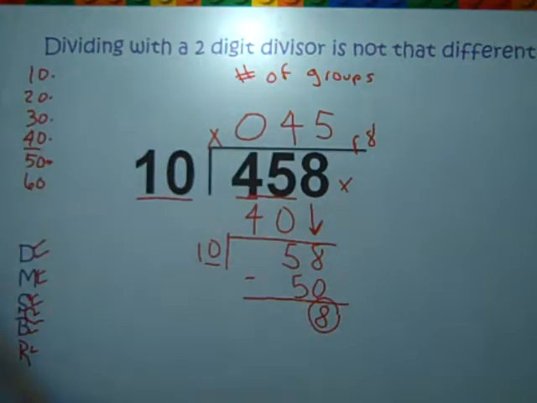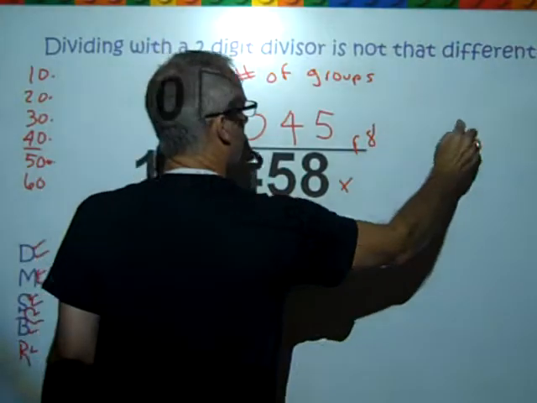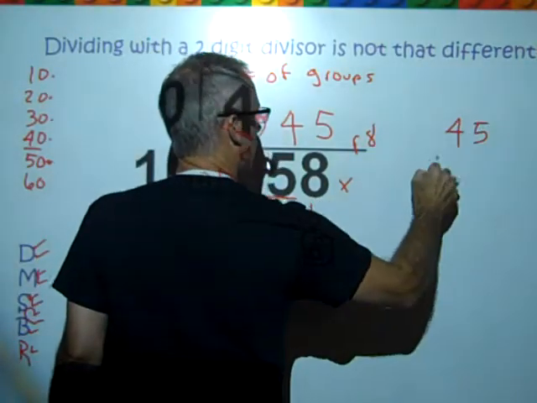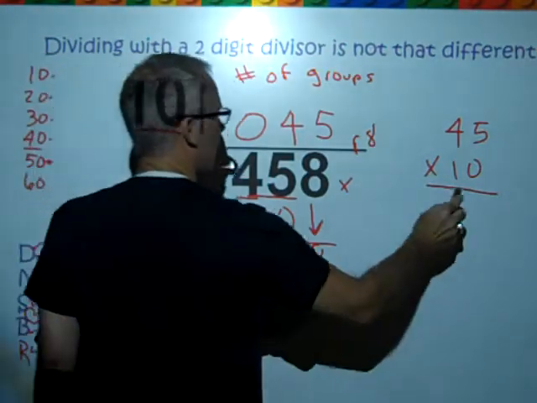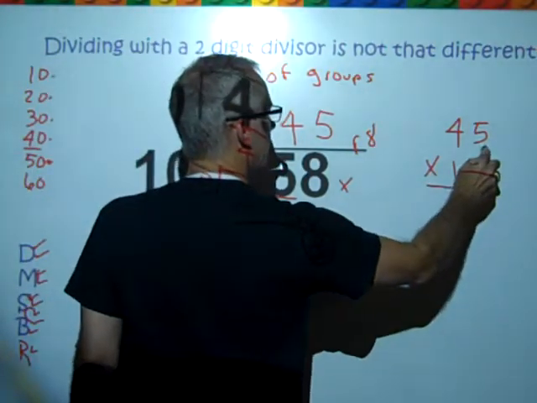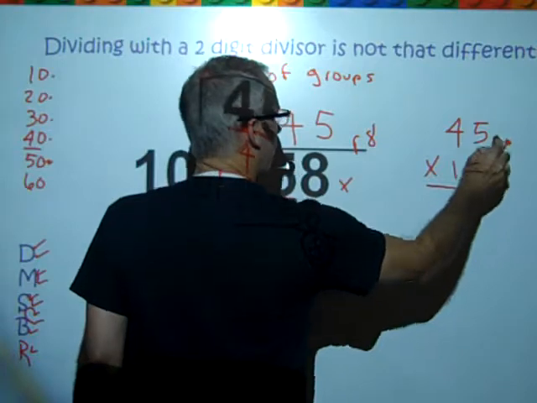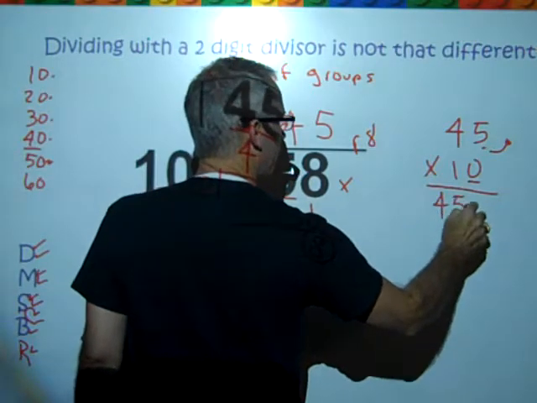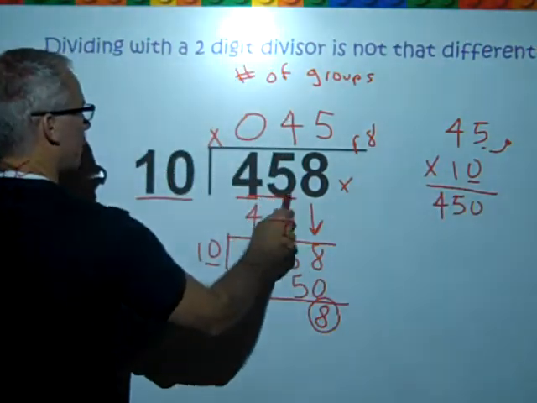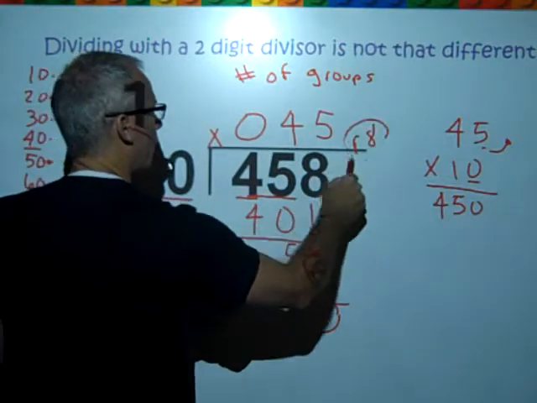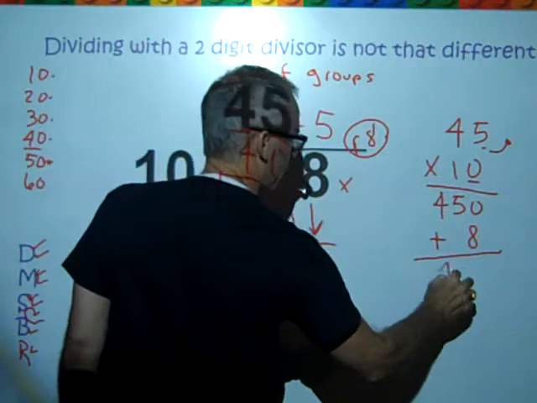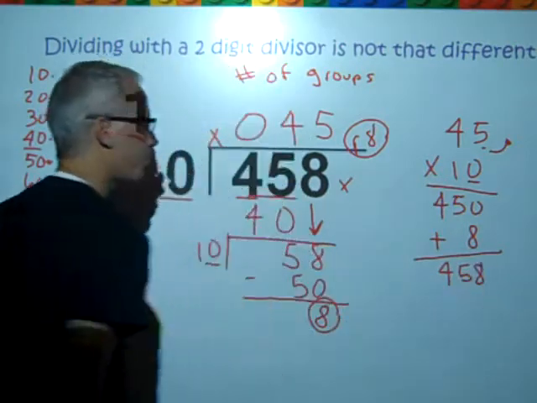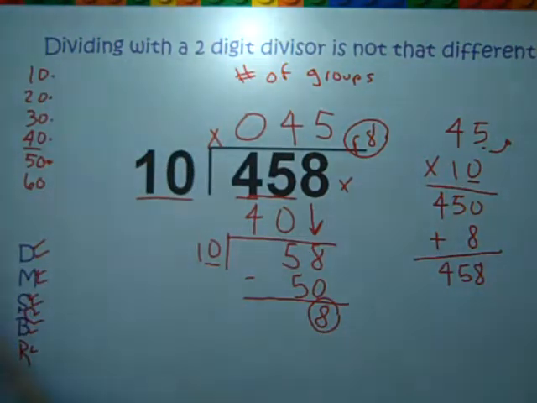And remembering what we did yesterday, to check it, I multiply my quotient times my divisor, 45 times 10. Remember the pattern: multiply by 10, move the decimal one place to the right, make room for a 0, so the answer is 450. But that's not what I needed. I needed 458. Oh, but don't forget the remainder, so we add that remainder of 8. That gives me 458. So we did have a remainder today. Alright, let's do another one.